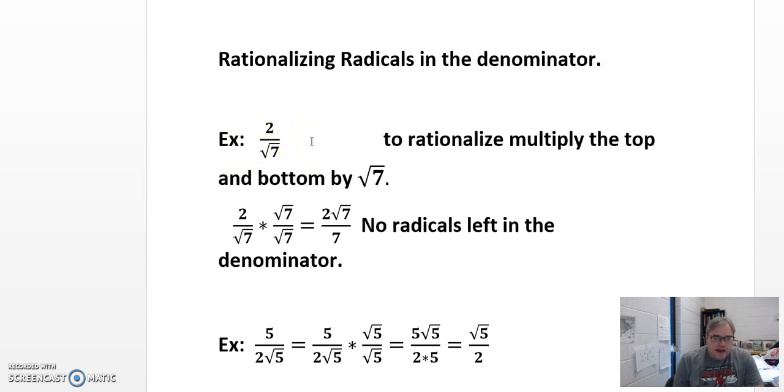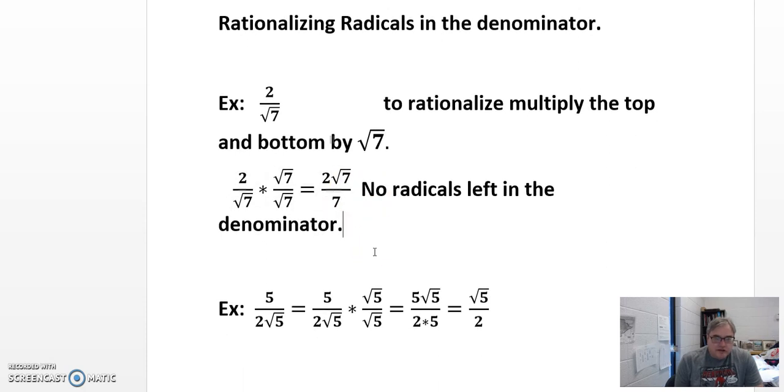And the way you tackle this is you multiply top and bottom by whatever square root is on the bottom. So in this case, I'm going to multiply top and bottom by square root of 7, because square root of 7 over square root of 7 is 1. I'm not changing the value, I'm just changing how it looks. When I multiply the numerators, I get 2 square root of 7. And when I multiply the denominator, I get square root of 7 times square root of 7, which is just 7. So that's rationalized.